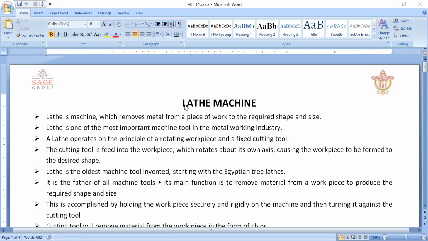The lathe is the oldest machine tool invented, starting with the Egyptian tree lathe. It is the father of all machines. Because this is the first machine that we invented, most of the operations can be performed on the lathe machine. Its main function is to remove material from the workpiece to produce the required shape and size. The unwanted material is removed, and finishing can be achieved with the removal of material in the form of chip.